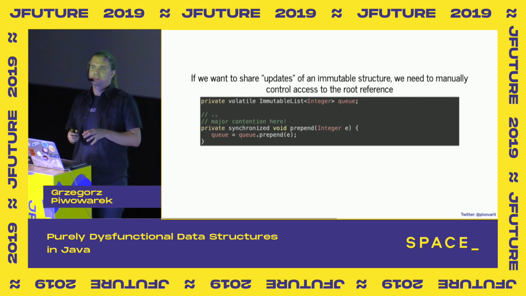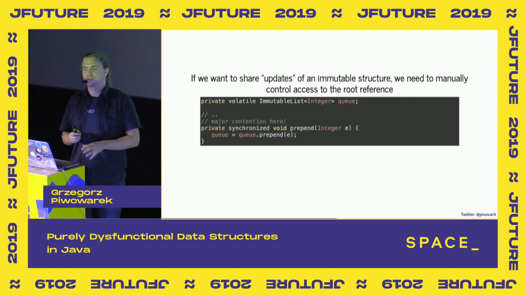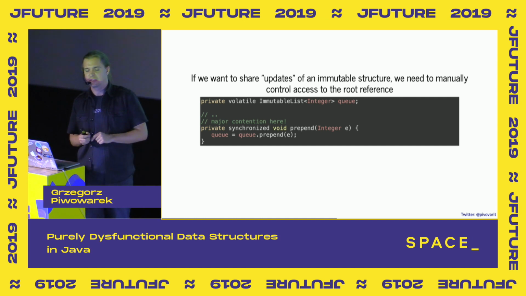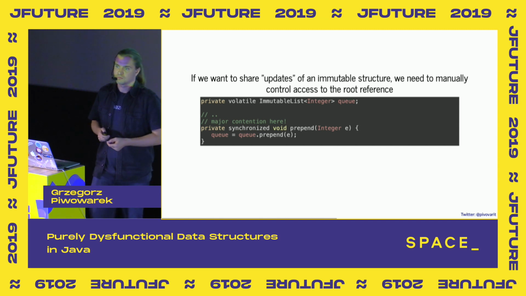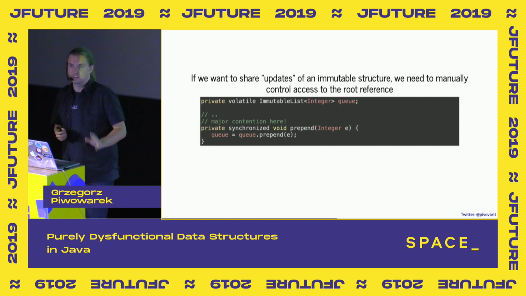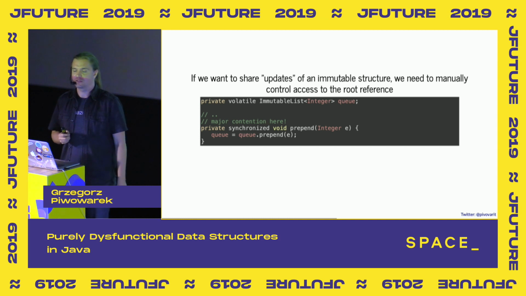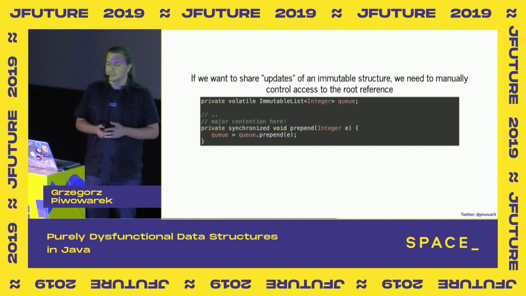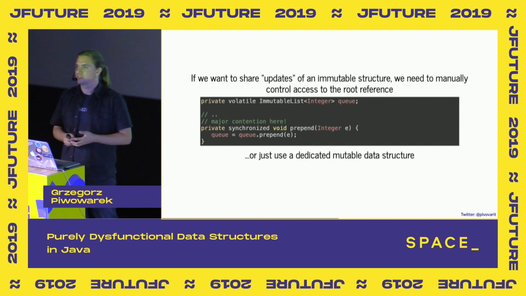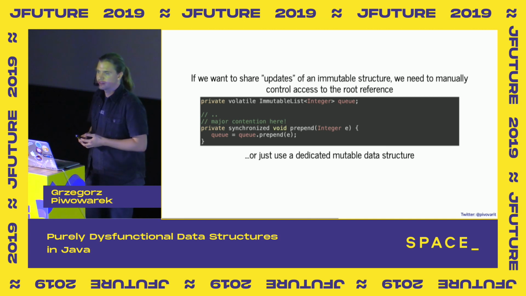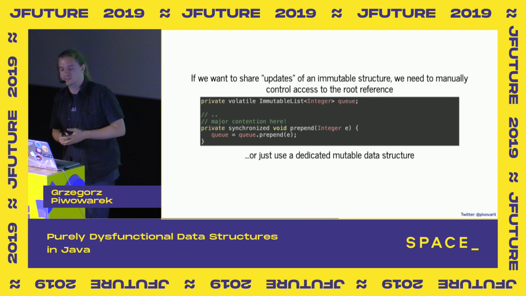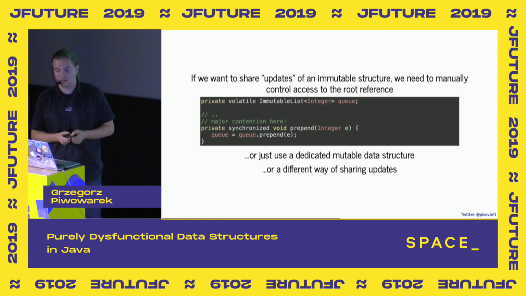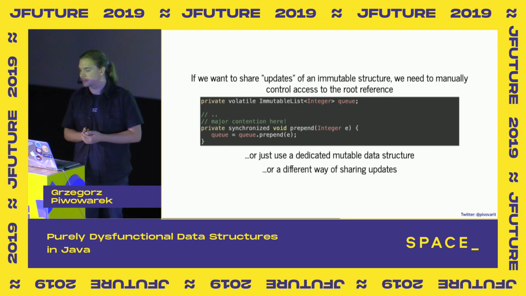So we can either use immutability and try to apply it for concurrency and work with problems like this, not even mentioning performance issues with major contention, being focused on one single point. Or maybe it would just make sense to use a dedicated mutable concurrent friendly data structure, like concurrent hashmap or others. Think about this. Or maybe different ways of sharing updates. There's also a way to do that.